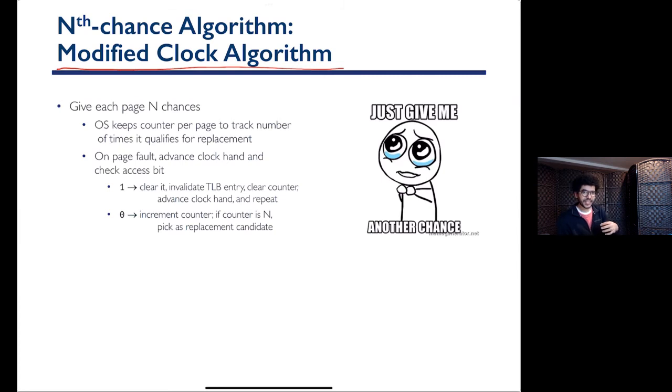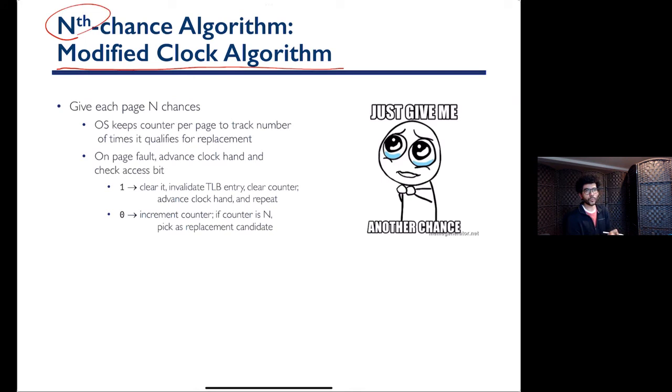Every time you access your page, you set the number to n. Every time you come to a page that hasn't been accessed, you reduce n to n minus 1. So if your page hasn't been accessed, you reduce its variable. Every time you access a page, you set the variable to the max, whatever your n is.